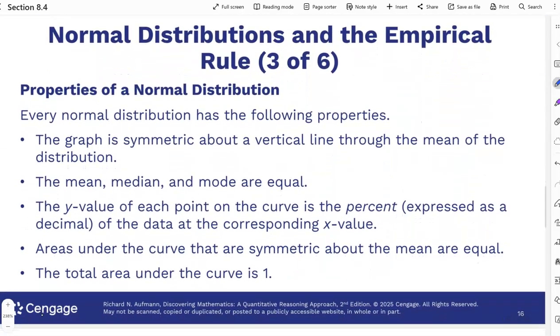So let's dive a little bit more into the properties of a normal distribution before we talk about that. So a normal distribution is going to have certain properties. We talked about the symmetry. It's going to be symmetric about that middle, which is where that mean's going to be. And it turns out with a normal distribution, the mean, the median, and the mode are all going to be equal or approximately equal to each other. The y value of each point on the curve is the percent, and we're going to express that as a decimal of the data at the corresponding x value.